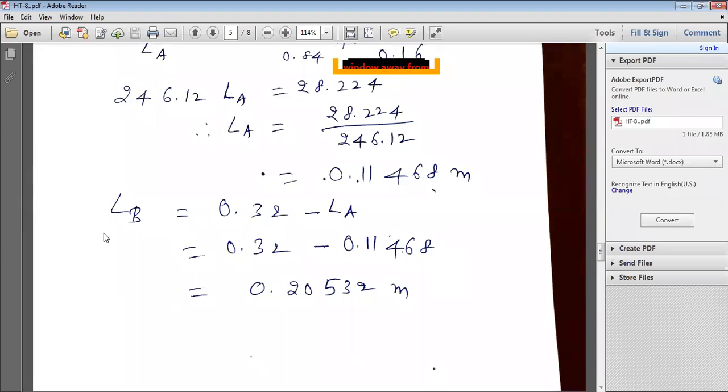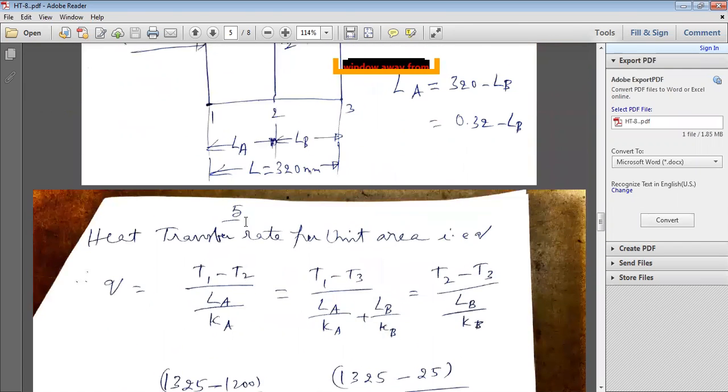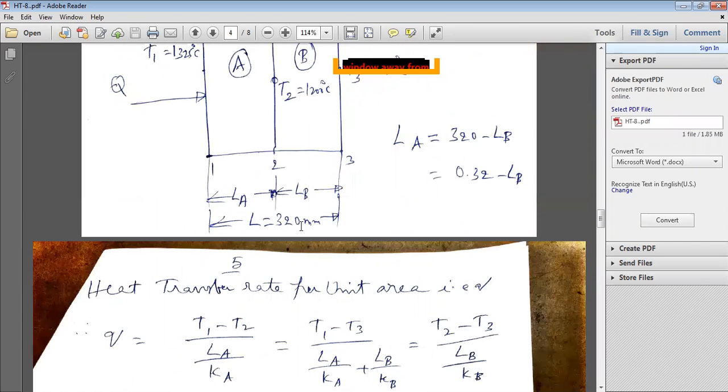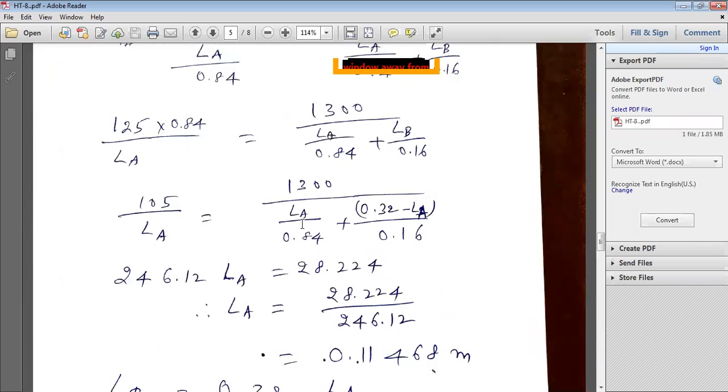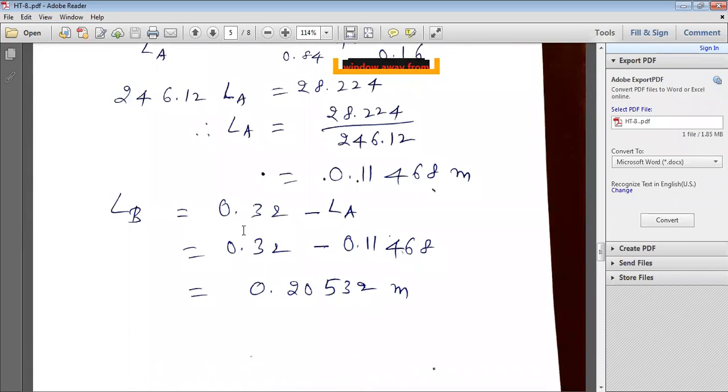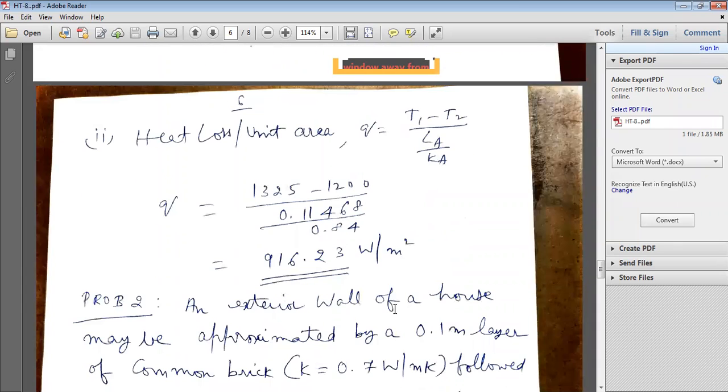But how to calculate LB? Here, he has given the total thickness as 320 mm, that is 0.32 meters. So LB is equal to 0.32 minus LA. Substitute the LA value just calculated, and you will get LB equal to 0.20532 meters. Next, second bit, heat loss per unit area.